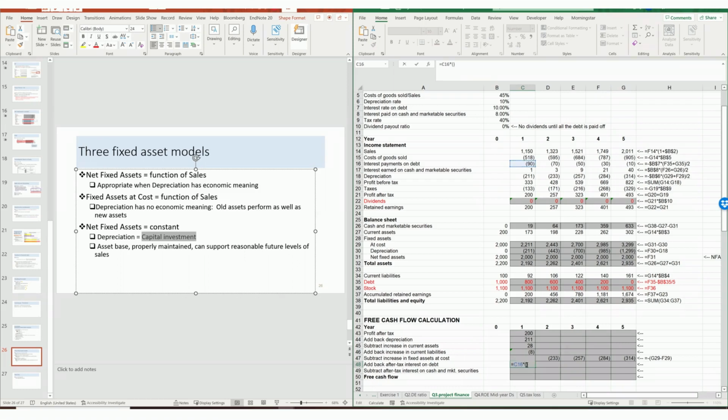So it's the proportion that subtracts the tax payment related to it. Enter. So since we want to add it back, it's a negative value here, since this is negative. And subtract after-tax interest on cash and marketable security. So it should be interest on cash and marketable security times 1 minus the tax rate here. And this is a positive number, and we want to subtract it.